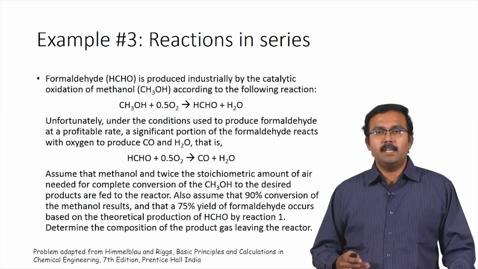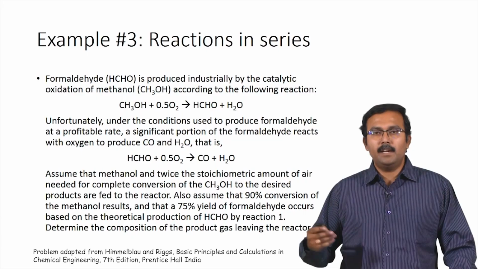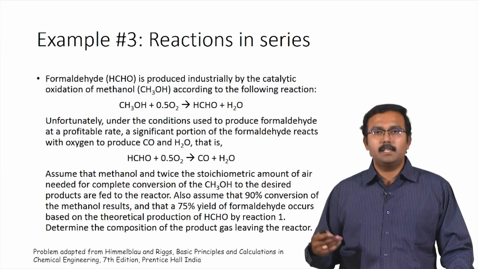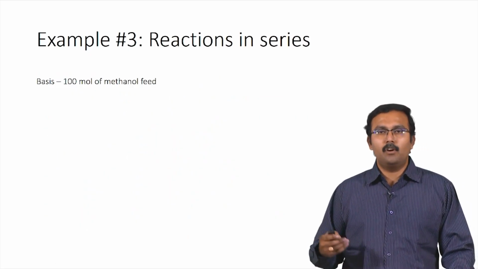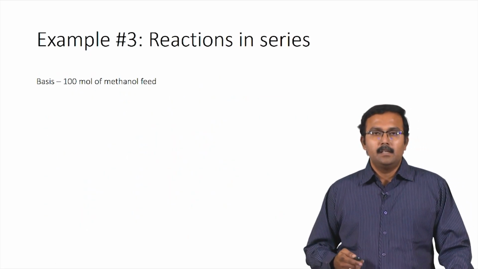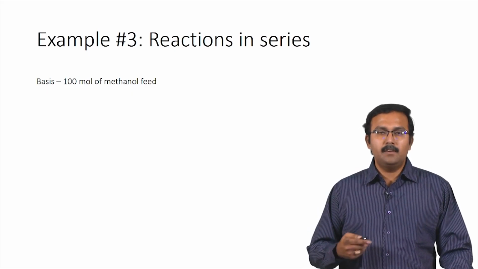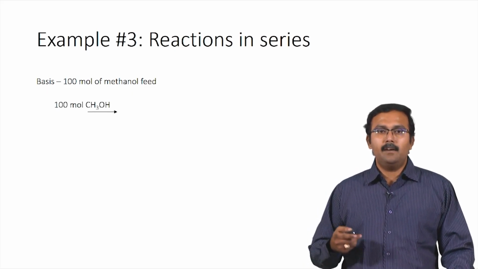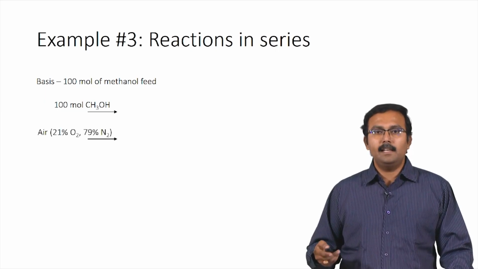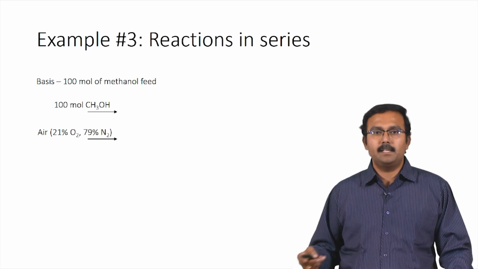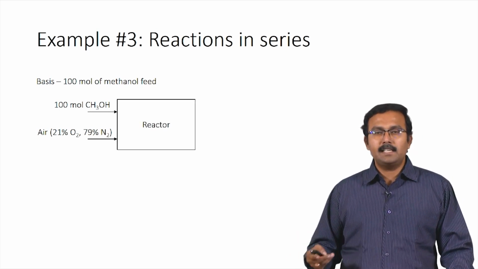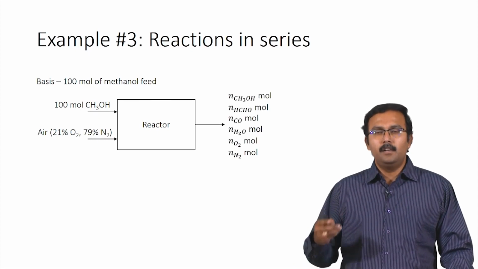As the product gas stream is leaving in the gas phase, we will assume the basis in terms of moles, thereby we can get the final values also in moles and perform calculations in a simpler way. For this reason, we will assume the basis to be 100 moles of methanol fed. Based on the basis and the information given in the problem, we have 100 moles of methanol entering the reactor along with air which would contain 21% oxygen and 79% nitrogen, which reacts in the reactor to form different components.